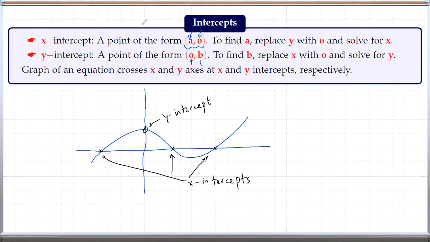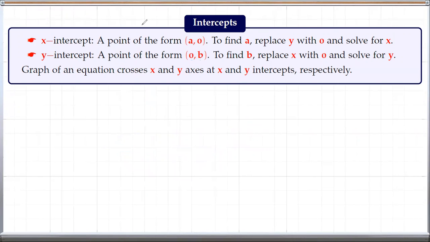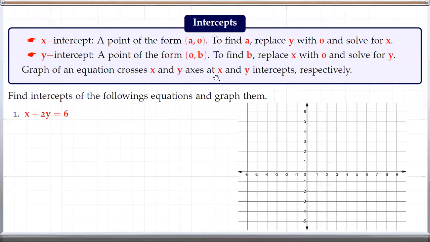Right, so now let's look at some examples and see how we can actually find x and y-intercepts when we are given an equation. So here we are given the equation x plus 2y equals 6. Let's try to find the x-intercept first. To find the x-intercept, like it says here, replace y with 0 and solve for x.